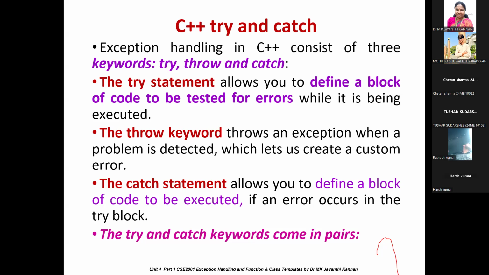The throw keyword throws an exception when a problem is detected, which lets us create a custom error. And the catch statement allows you to define a block of code to be executed if an error occurs in the try block. The try and catch keywords are often used as a pair.